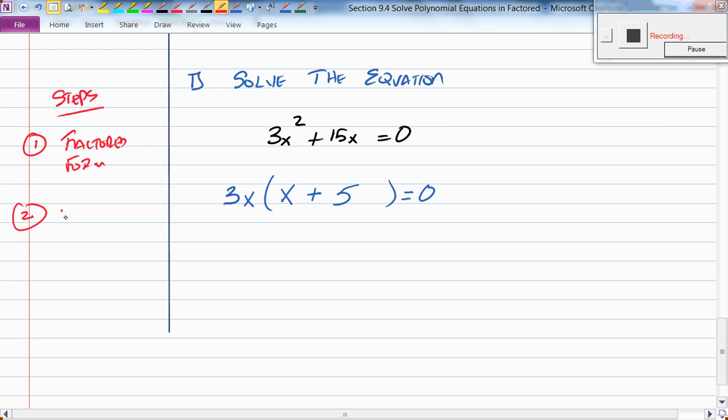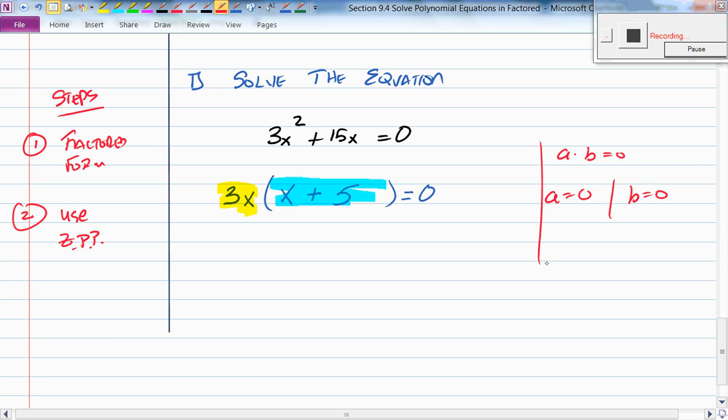Step 2. We're going to use the ZPP. What's the ZPP stand for again? Zero product property. You got it. So check it out. A number, here's the first number, times another number, here's the second number, equals 0. And remember the rule. It says A times B equals 0, then either A is 0 or B is 0. That's the zero product property. So I set it up. I split right down the middle, and I say 3x has to be 0 or x plus 5 has to be 0. And I solve each one.